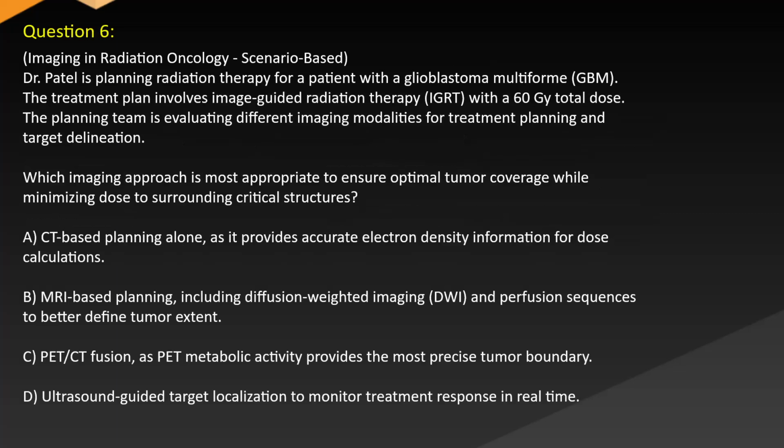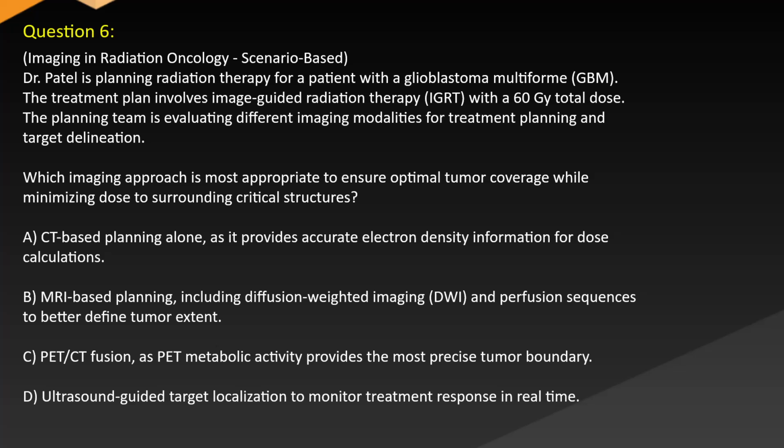Question 6. Imaging in radiation oncology. Scenario-based. Dr. Patel is planning radiation therapy for a patient with a glioblastoma multiforme (GBM). The treatment plan involves image-guided radiation therapy with a 60 Gy total dose. The planning team is evaluating different imaging modalities for treatment planning and target delineation. Which imaging approach is most appropriate to ensure optimal tumor coverage while minimizing dose to surrounding critical structures?